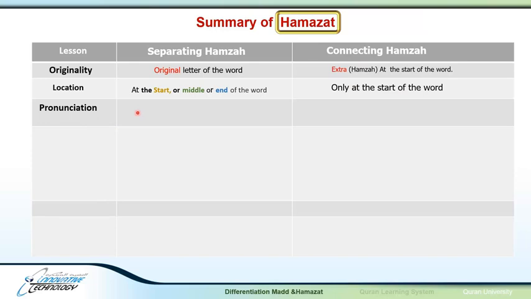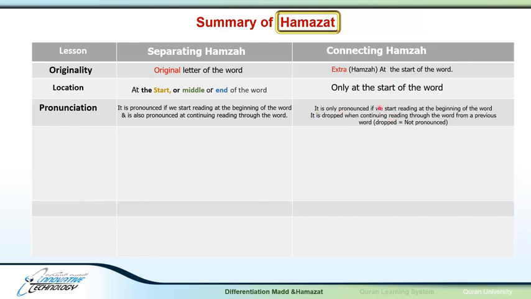With respect to pronunciation, separating hamza is always pronounced. It is pronounced whether we start reading at the beginning of the word that has the hamza, and it is also pronounced when continuing reading through the word. While the connecting hamza is only pronounced when we start reading with the word that has the hamza, and it is dropped when continuing reading through the word from a previous word, which means it will not be pronounced. That's why it's called connecting hamza.